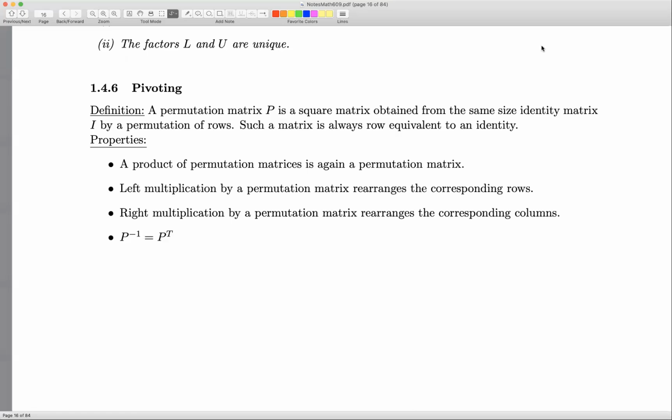Hello, this is the next lecture, lecture number 3 for Math 609. In this lecture, we will continue with the LU factorization of a matrix.